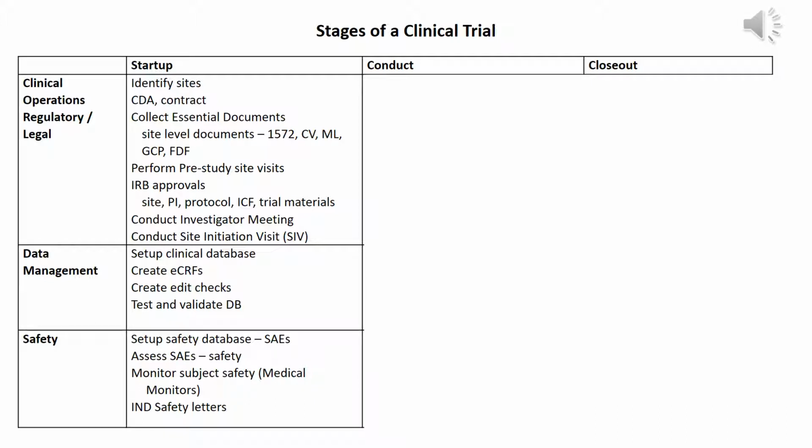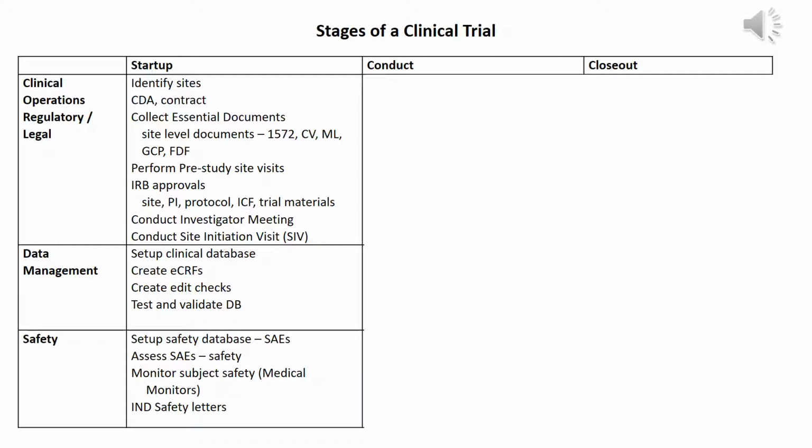We're also going to be performing pre-study site visits. We talked about that briefly in our last week. In addition, we're going to collect IRB approvals. Those are going to be approvals for the site, for the principal investigator. That's going to include an approval for the protocol and for the informed consent document, and then any trial materials that we might be using. So anything that's going to be handed to a subject needs to be approved by the IRB.